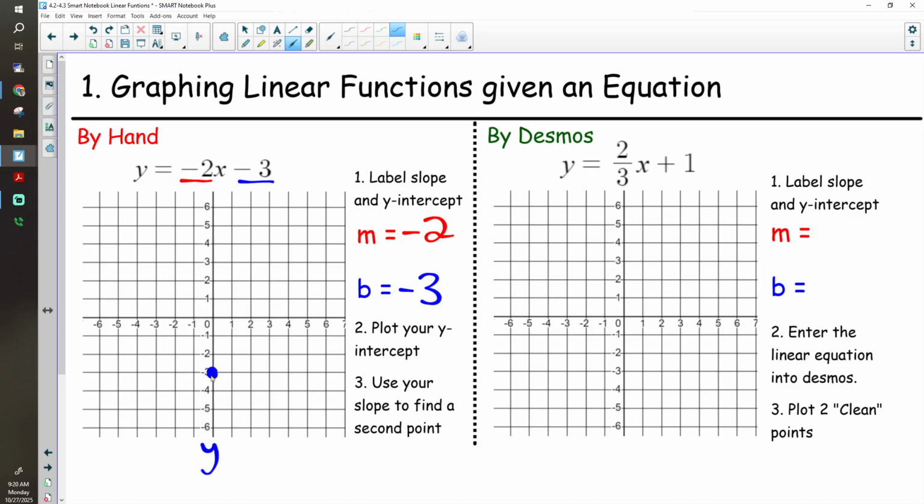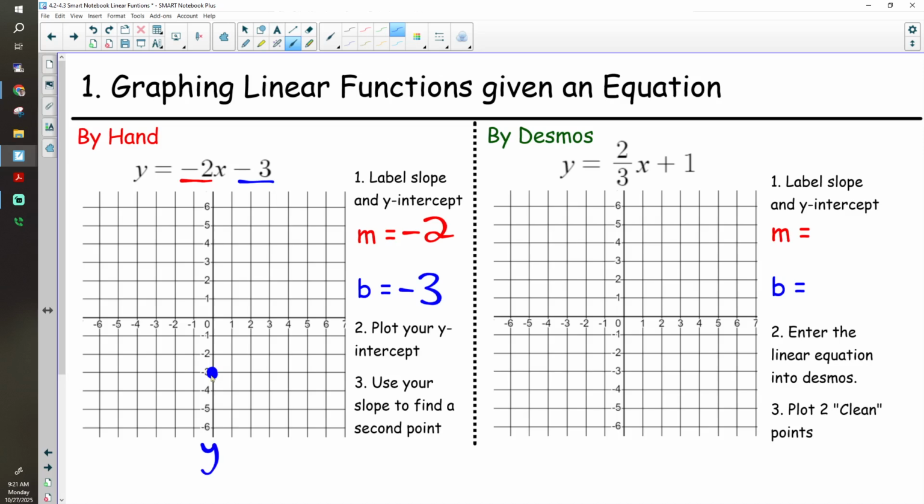Now, how many points do we need to make a line? 2 points. One is not enough. We need a second point. To find the second point, we're going to use our slope to help us get there. The slope is like directions. It's like me saying, hey, if you want to go to Wendy's, go 1 block up and 1 block over. The slope would be 1 over 1.